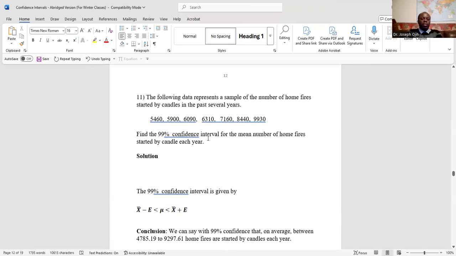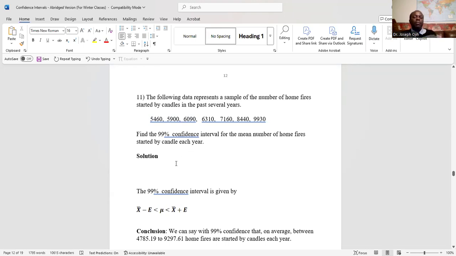The following data represent a sample of the number of home fires started by candles in the past several years. We have 5,460 home fires in this year. And the second year, 5,900 home fires. Third year, 6,090, and so on. So find the 99% confidence interval for the mean number of home fires started by candles each year.